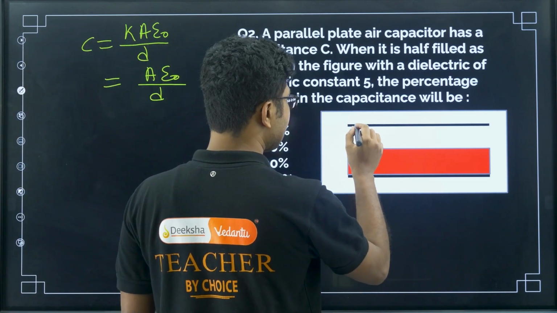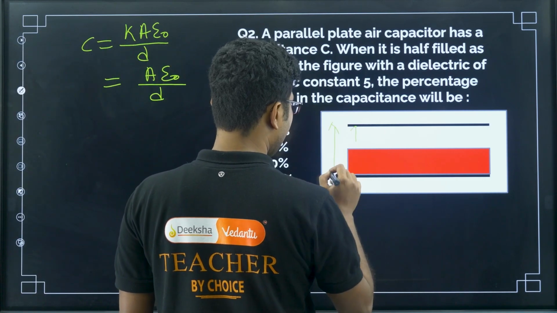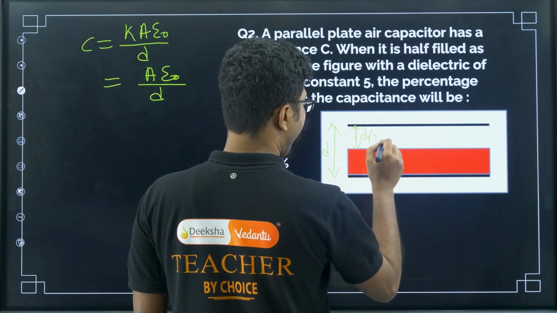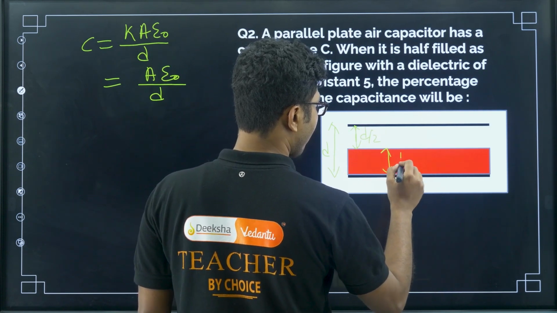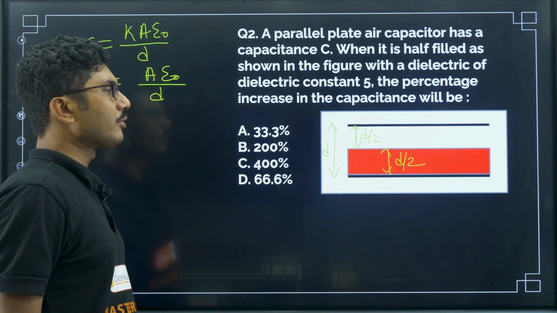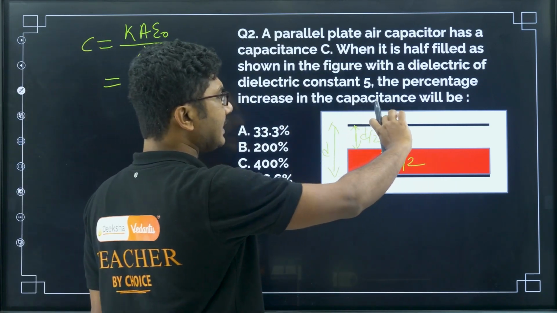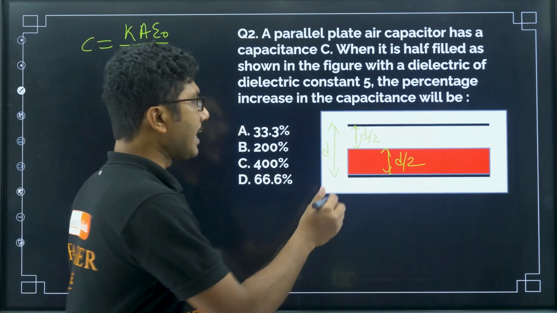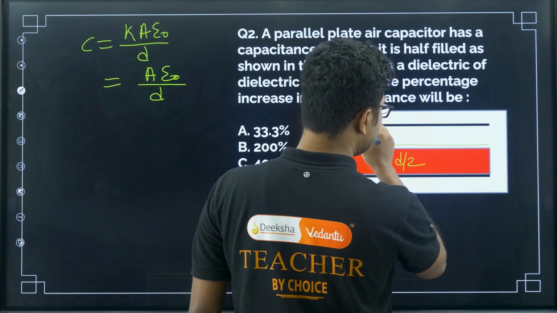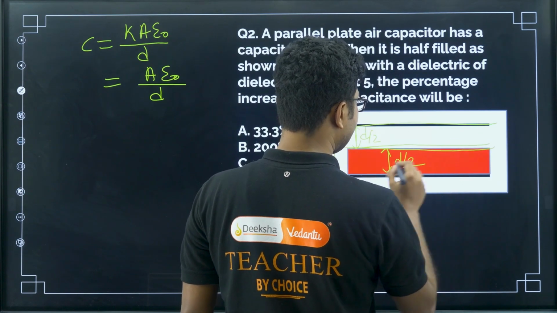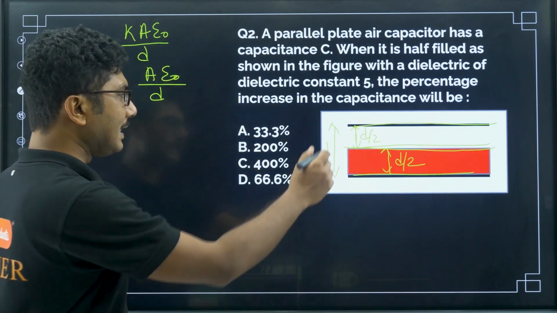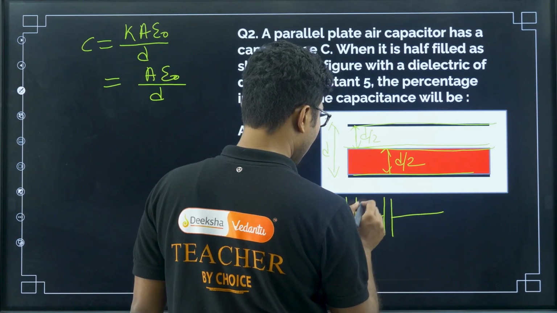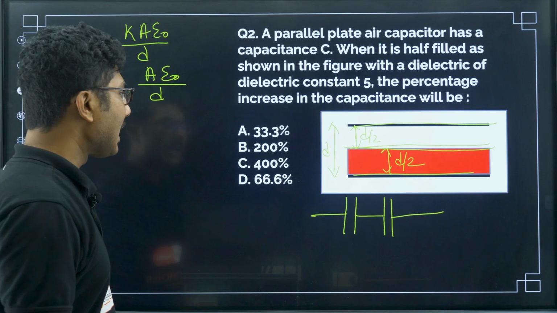Half filled means this distance, suppose initially the distance was D, now this is D by 2, this is also D by 2, right? Now you have to calculate the capacitance. If you see this, you can consider it as a combination of two capacitors, one is this capacitor, another one is this capacitor, and they are connected back to back. So basically you can consider them as two capacitors connected in series, right?